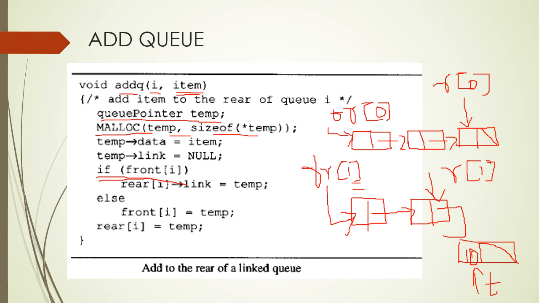Therefore, this will be inserted at the rear end of the queue, and you have to make this node the rear node. So rear of link is equal to temp, and you have to make that node the rear node. So rear of I is equal to temp. That means rear of 1, I is 1, rear of 1 is removed from this and it is pointing to this node. This is how we can insert a node into a linked queue.